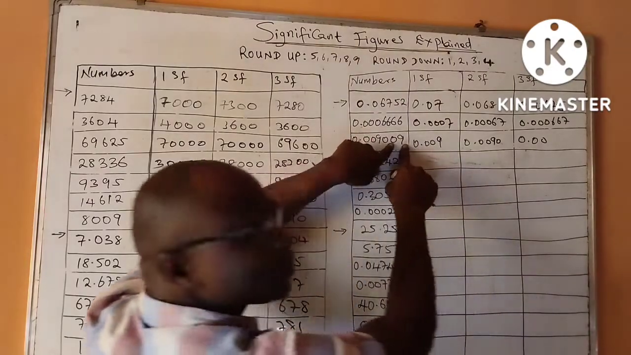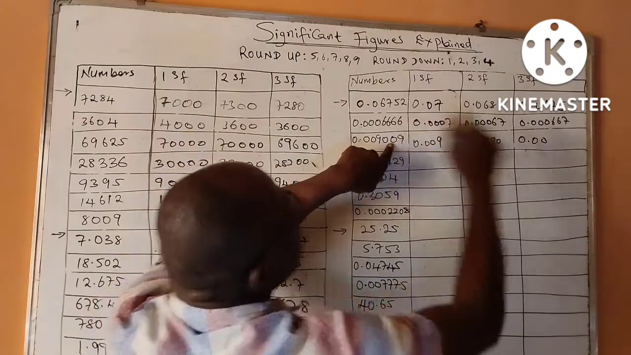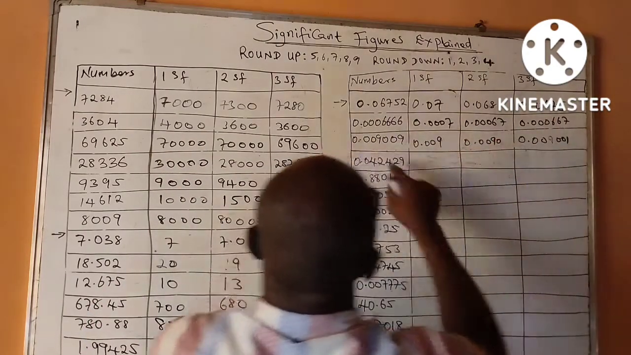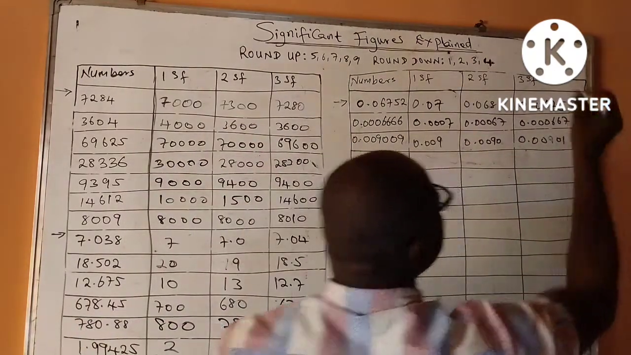The next digit is up to 5. That is 9. I will round it up to this 0. That becomes 901. Okay? 1, 2, 3. Correct.